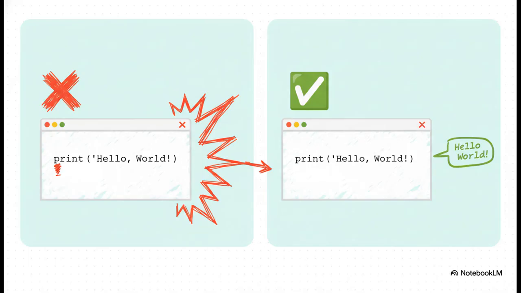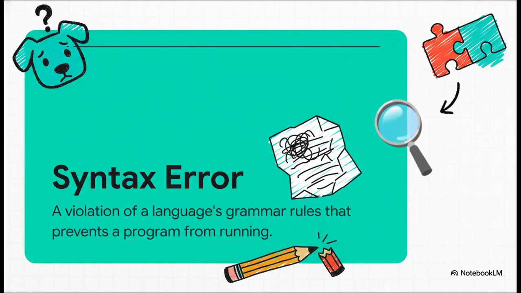I mean, just look at how small this mistake is. The code on the left is a simple print statement, but it has one single extra space at the beginning. That tiny little space is enough for Python to just throw its hands up and give you an error. It literally doesn't understand what you're asking it to do. This kind of crash is called a syntax error.